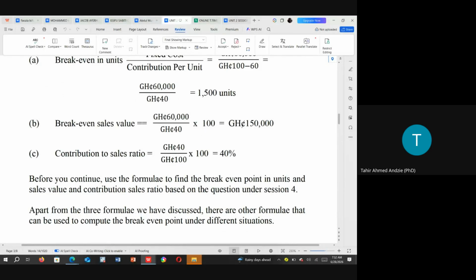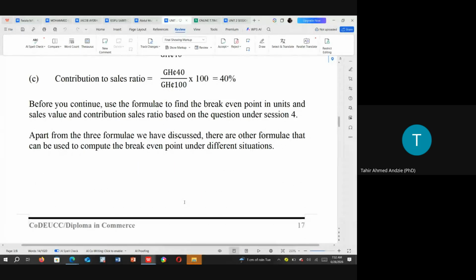Before we continue, let's use the formulas to find the break-even points in units, sales value and contribution sales ratio on the question under session 4. We haven't gotten to session 4 yet, so we will look at that. Apart from the three formulas.